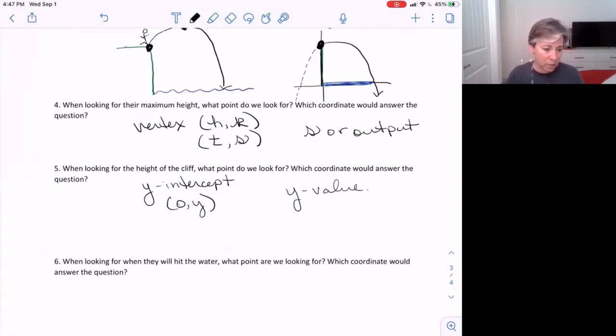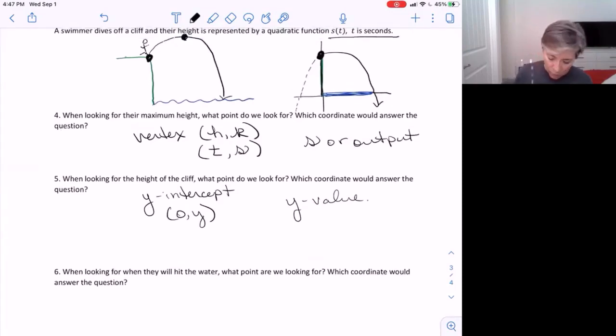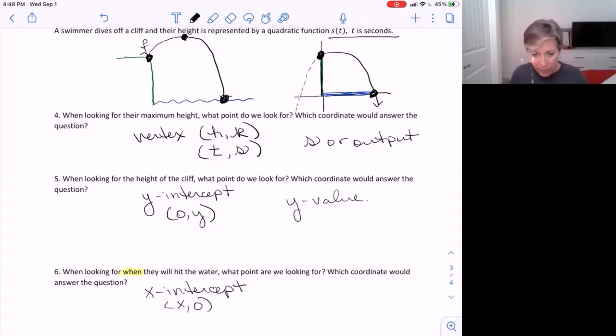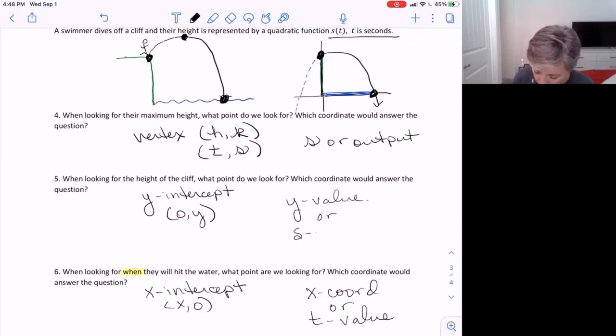The last question, when looking for when they will hit the water, okay, so there's a hint there, when they would hit the water, not where, what point are they looking for? Well, here's the point where it hits the water. What point is that? That would be your x-intercept or t-intercept. Remember, your x-intercept has an x value and your y is 0. Which coordinate would answer that question? Then that would be your x coordinate, or in this case, your t, your input value. And your y value in this scenario is your s value, because that's your height.